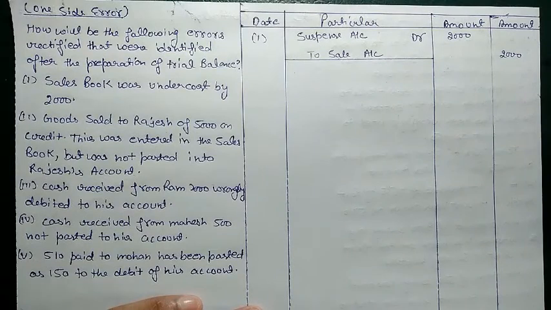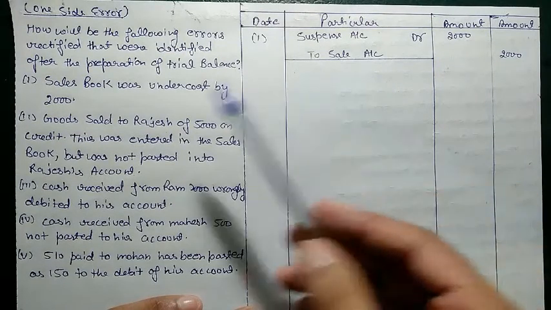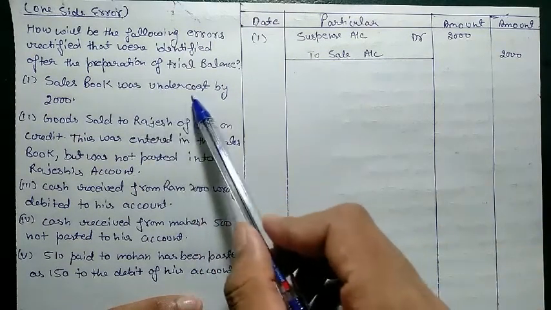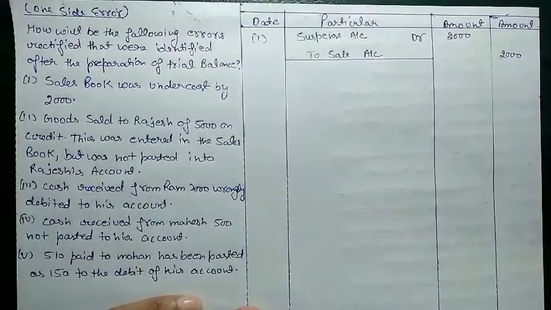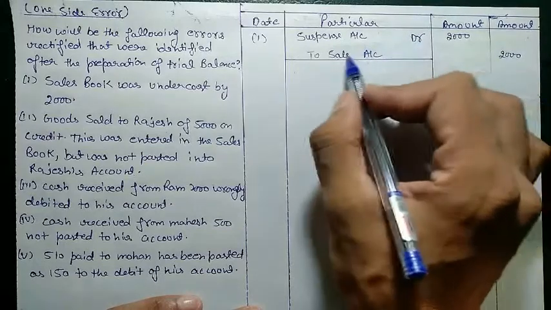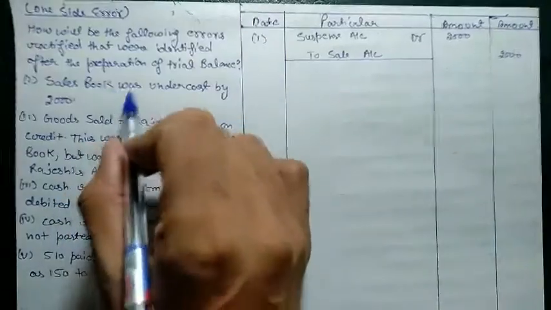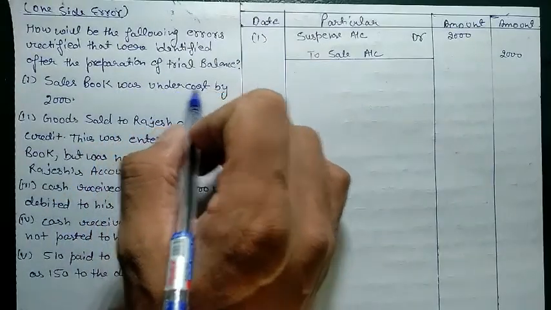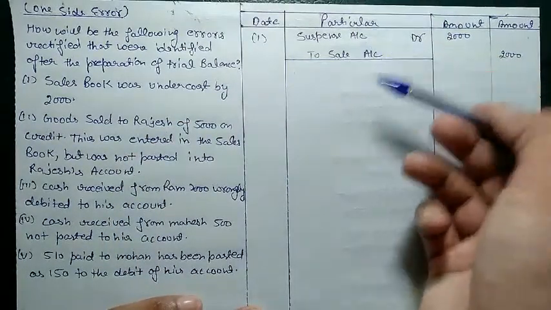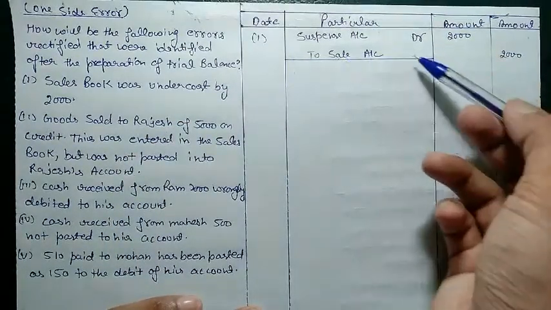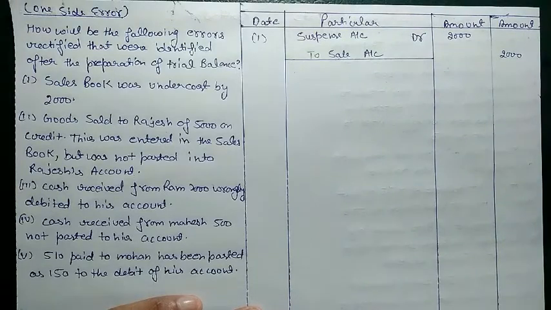If we have an entry for purchase, like if the purchase account was undercast by 2000, as we know the purchase account has a debit balance, so we will debit the purchase account and credit the suspense account. But if the purchase account was overcast by 2000, then we need to reverse the entry: we credit the purchase account and debit the suspense account.